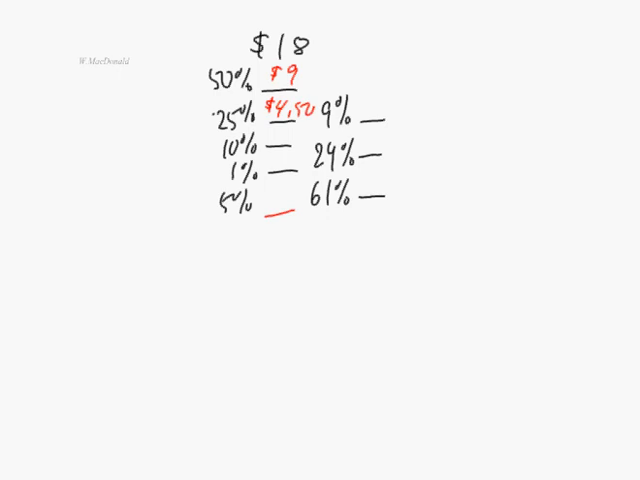10%, we know that we take our decimal. In this case, the decimal is here. It's not written, but it's there. And we move it one spot over. So in the fake world, we say $1.8, but in the real world, we say $1.80.